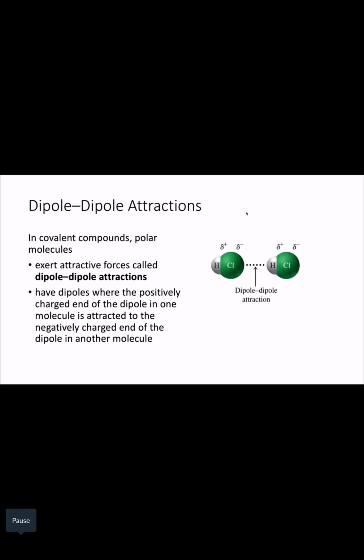If you have dipole attractions, that's when you have a negative and a positive attracting each other. In covalent compounds, polar molecules exert attractive forces called dipole attractions. They have dipoles where the positive charge and the negative charge are attracted to each other. Okay, that is going to be important because that is actually going to affect melting points and boiling points.